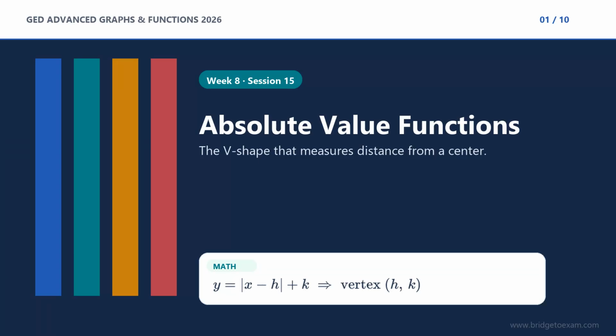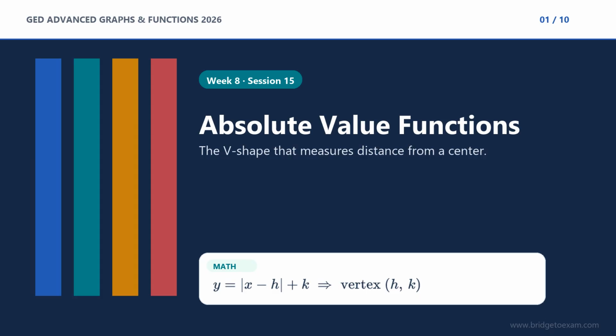Welcome back to session 15 of GED Advanced Graphs and Functions. Absolute value functions make a distinctive V shape on the graph, and they measure distance from a center point. Today we find the vertex, use the symmetry of the V, and solve simple absolute value equations.